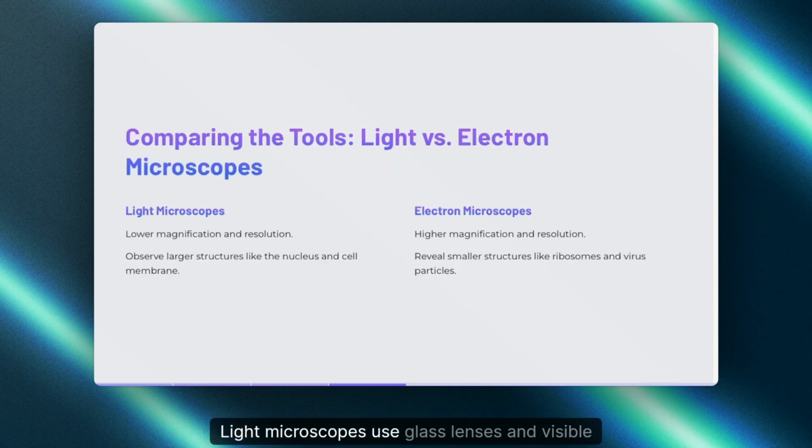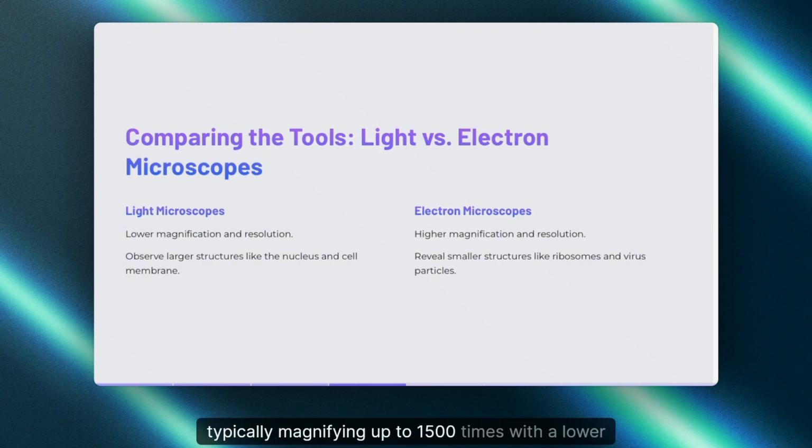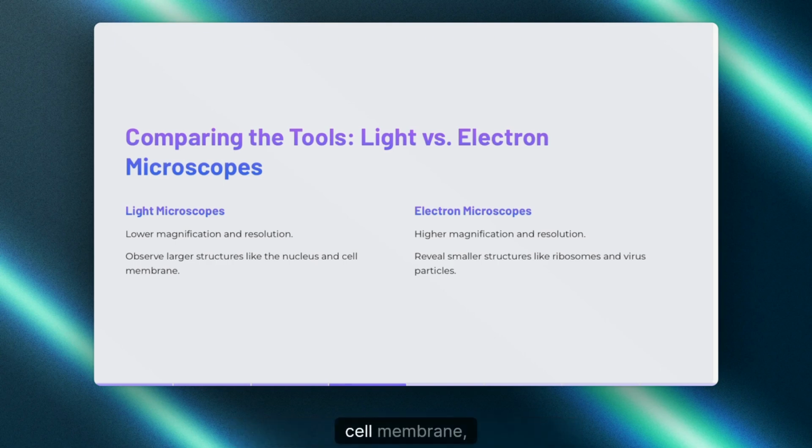Light microscopes use glass lenses and visible light, typically magnifying up to 1500 times with a lower resolution. They are ideal for viewing living cells, allowing us to see structures like the nucleus, cell membrane, and cytoplasm.